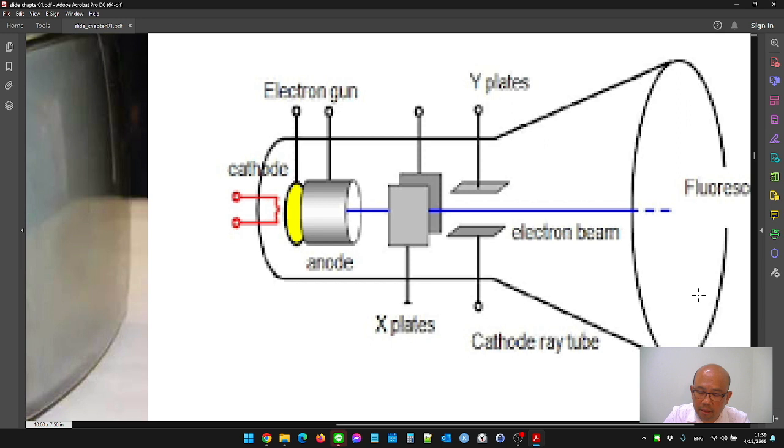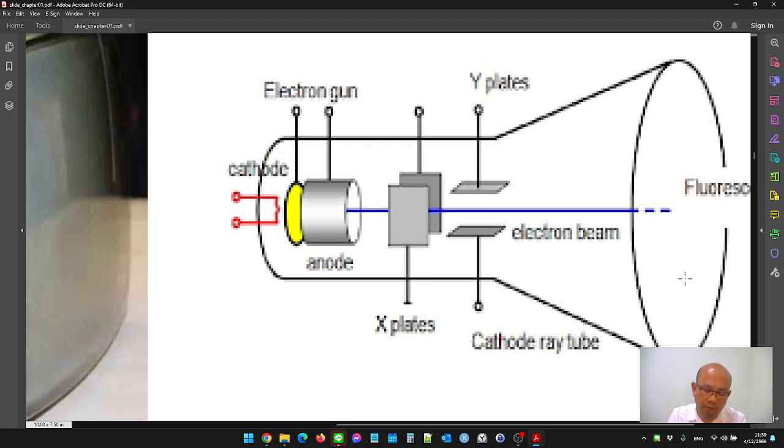The screen surface is covered with phosphorus. When the electrons hit the phosphorus, it generates brightness, and then there is a dot of the electron on the screen.